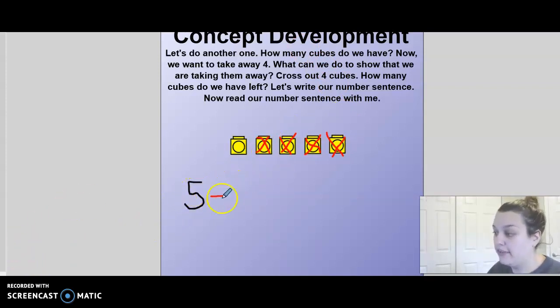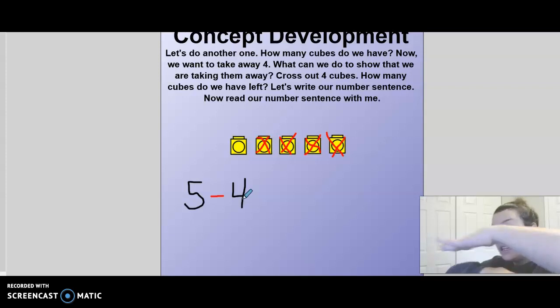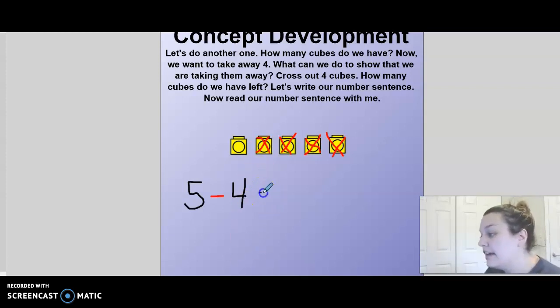So 5 minus 4, and we just took away 4. And then we need to know how many are left. But before we figure out how many are left, we need a special symbol again, which is the equals sign. So 5 minus 4 equals, how many are left? Just this one, but let's check our work. So 5 minus 1, 2, 3, 4 equals 1. Great job.